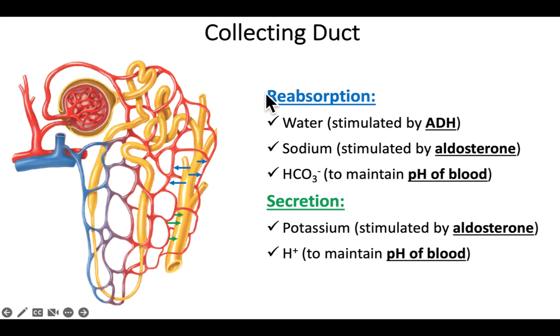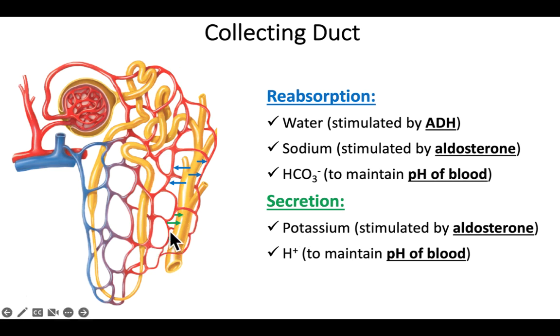So ADH we've heard about before, but remember its main stimulus is when you're dehydrated. And when you're dehydrated, what do you need? You need water to stay in the body. So ADH causes reabsorption of water. So we're going to pull water out of the collecting duct and put it back into the bloodstream. What is aldosterone known for? Well, remember, aldosterone does two different things. One is it reabsorbs sodium, so it's going to do sodium reabsorption, take it out of the collecting duct, put it into your blood. It can also do potassium secretion, but that's only if you have high potassium.